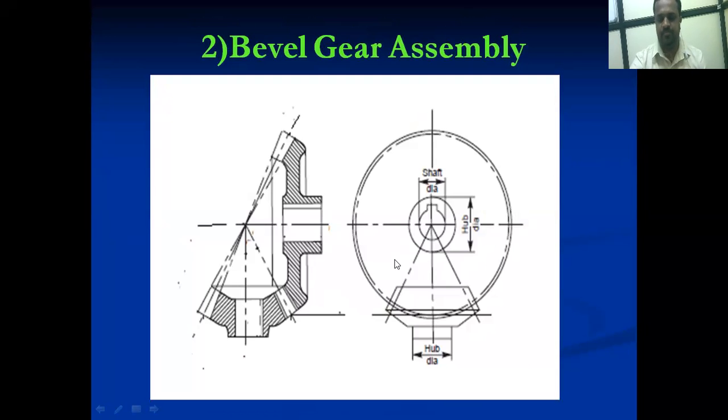Here you can easily understand. This will be your gear. This is the bigger gear. So I'm going to write here the gear G, and this is the pinion. You can write here the P.